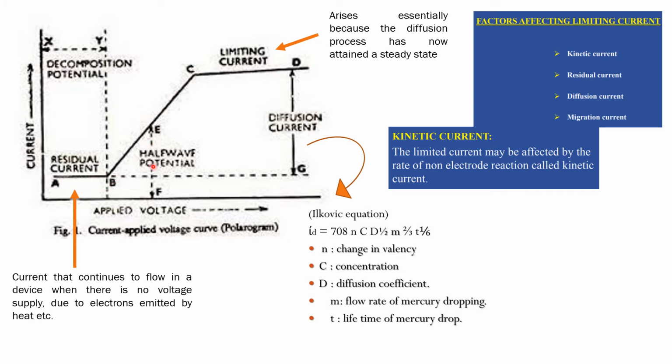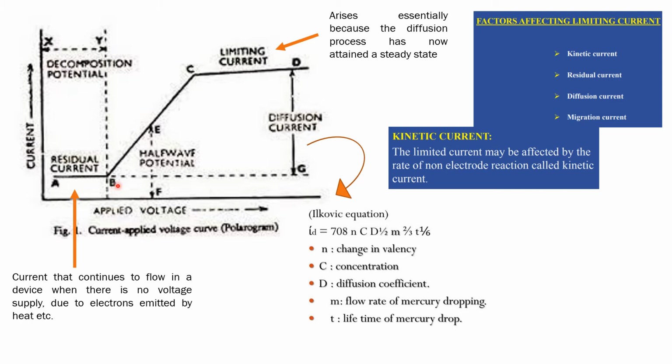Here you can see different forms of current. This portion, the portion AB, corresponds to residual current. Residual current is a current which is always present, even when there is no applied voltage. Normally, diffusion current is formed only when there is a concentration gradient, that is, when you carry out the polarography. But even when you have not applied any voltage, you can find a current flow, and that current is known as the residual current. This continues till point B, the decomposition potential of that electroactive species.